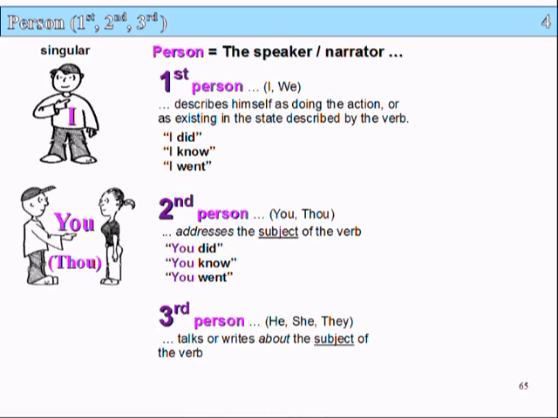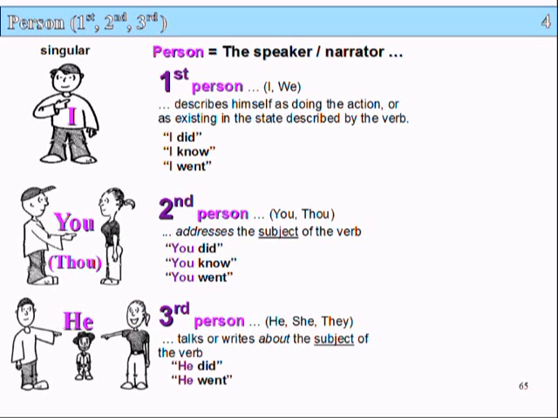And we have third person, which talks or writes about the subject of the verb. So you're talking to somebody about somebody else. So that somebody else is either a he, a she, or a they. And the singular is he or she. So we have he did or he went. And we can also have she went. So third person is talking to somebody about somebody else. That's third person.